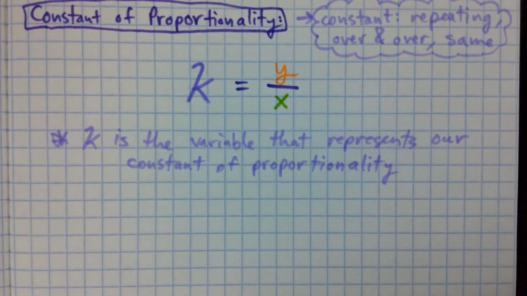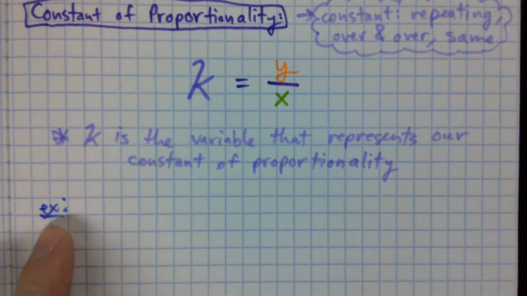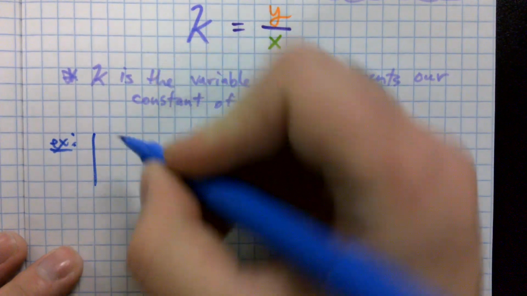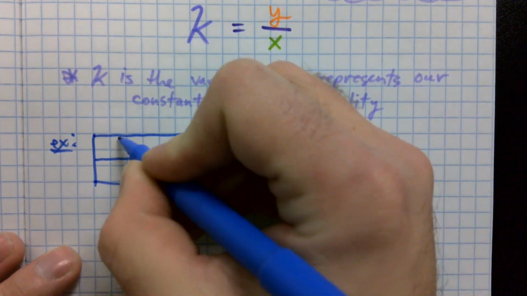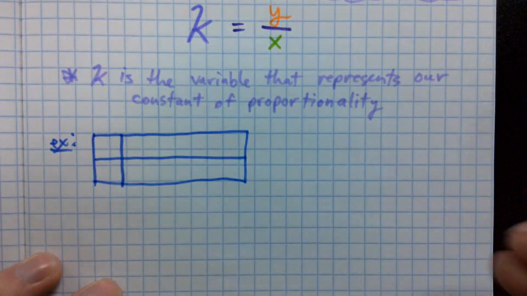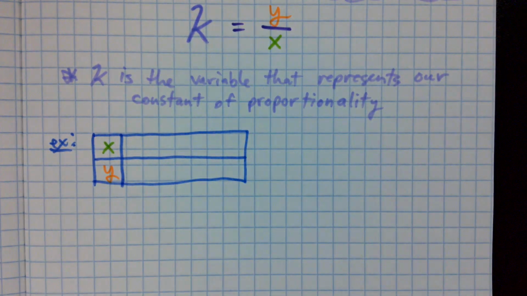Let's see how we're going to use it. My bad, this minimum day has got me all over the place. K is equal to y over x. So we're going to have a table, a horizontal table with x values and y values. X values on the top, y values on the bottom.